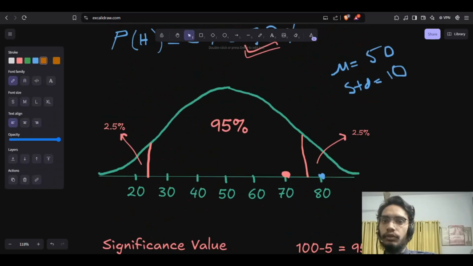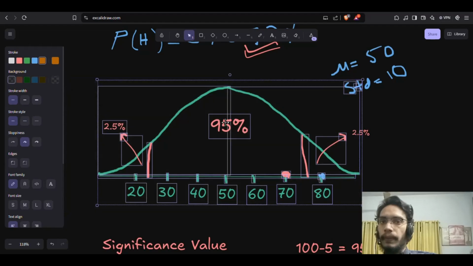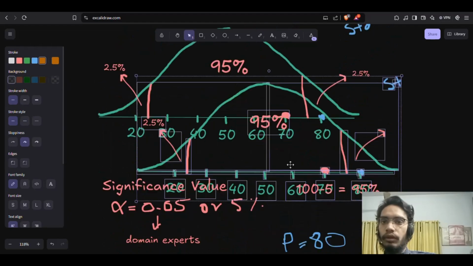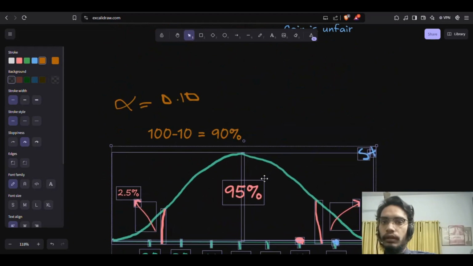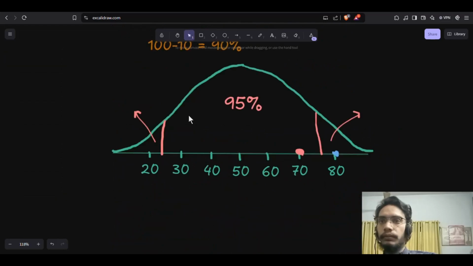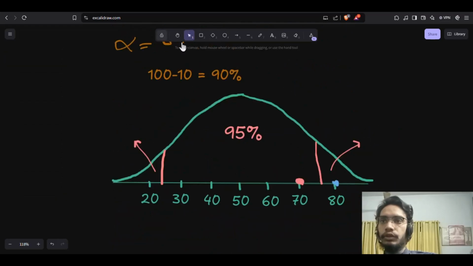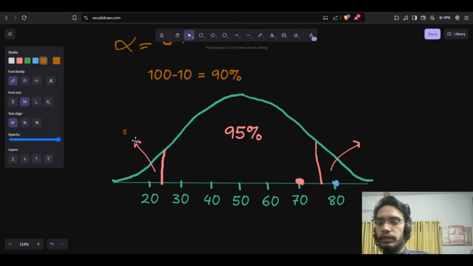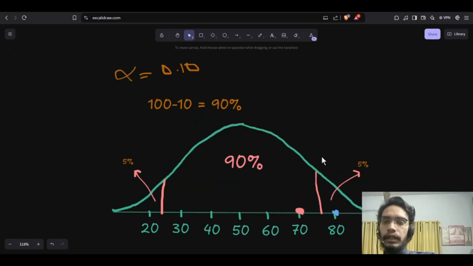So if I redraw this whole thing here, let me just remove this. I got the 90% because we have the 10%, so I divide this 10% here. It would be a 5% region here, and the 5% would be here. And the middle will be 90%.